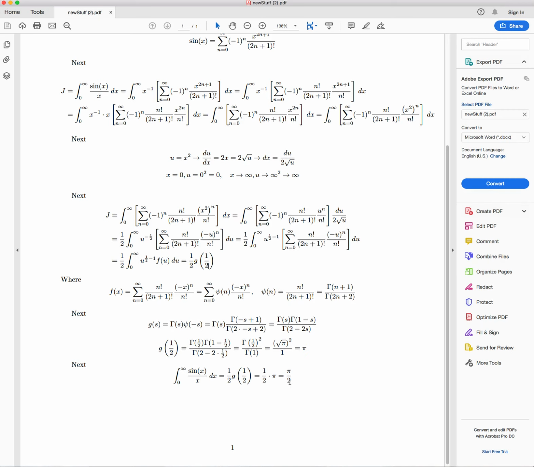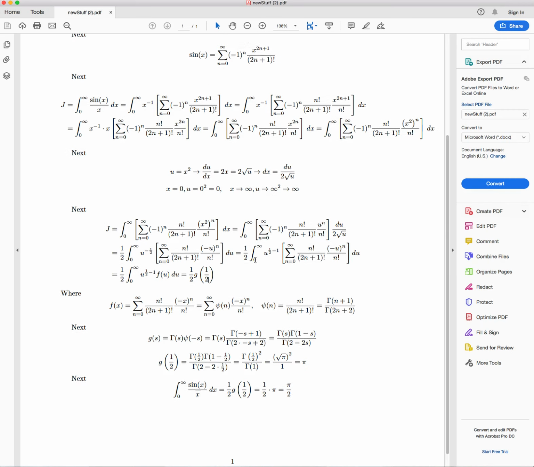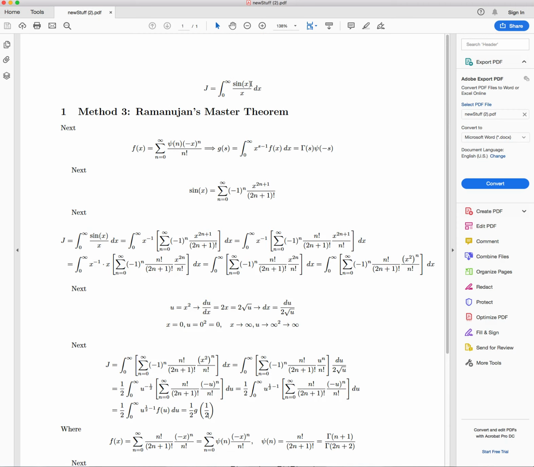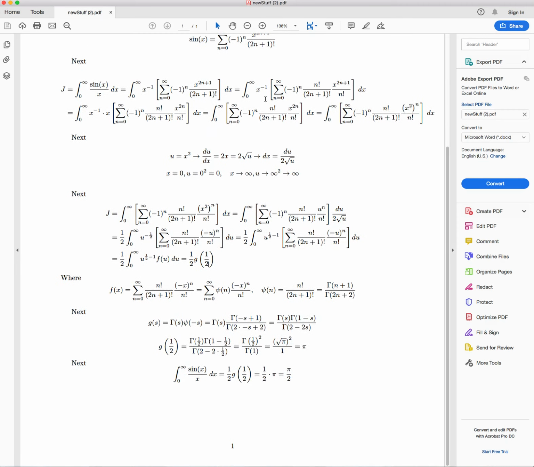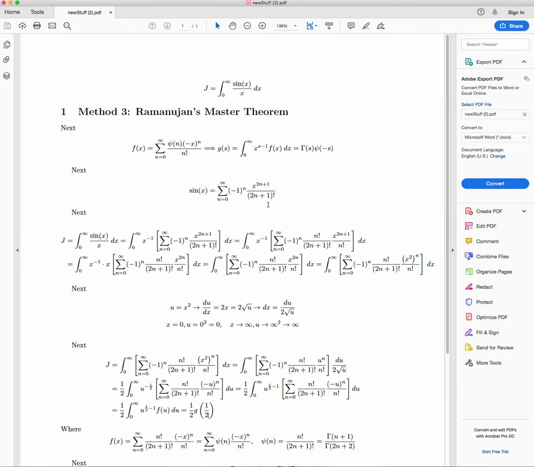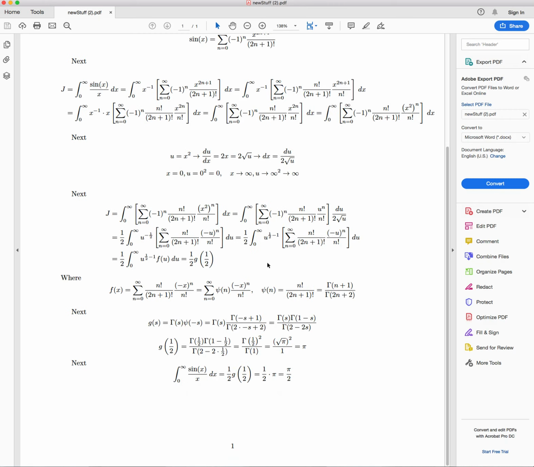We now have our third method of being able to evaluate the integral from 0 to infinity of sine of x over x dx. And in this case, we use Ramanujan's master theorem, or I'm going to try once more, and I hope I'm not insulting anyone, especially the Indians, Ramanujan's master theorem. We're able to evaluate this very easily.